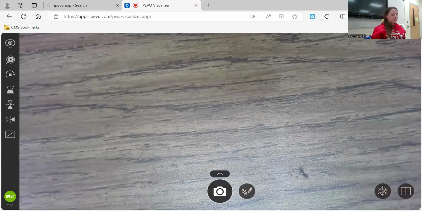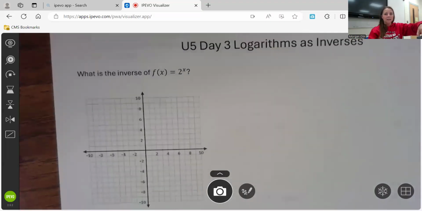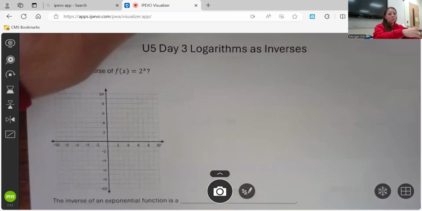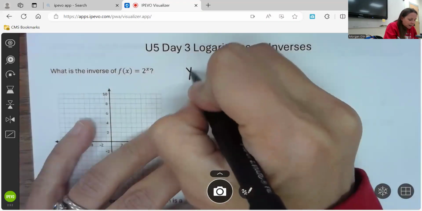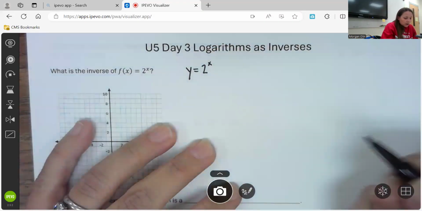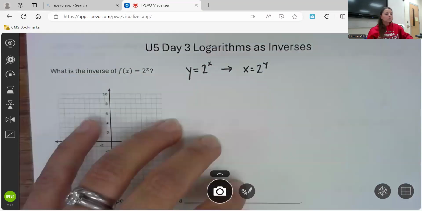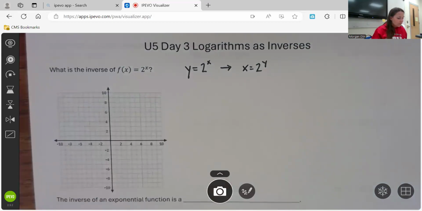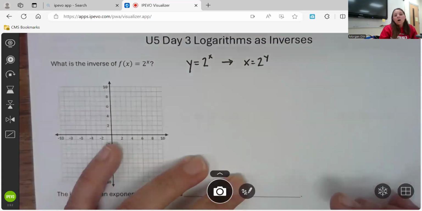Okay, here are our notes for today. Unit 5, Day 3, logarithms as inverses. Now the question is, what is the inverse of 2 to the x? Just think about this for a second. This is y equals 2 to the x. Inverse is when we switch our x and y, so x equals 2 to the y. Now, our issue is we don't know how to get that y down. How do we get that y down from right there? Well, we're going to use something called logs.